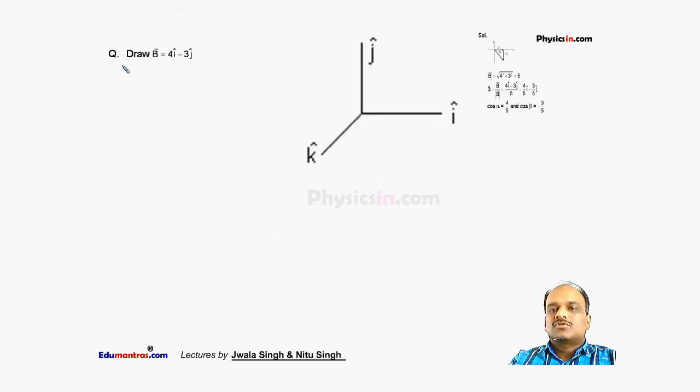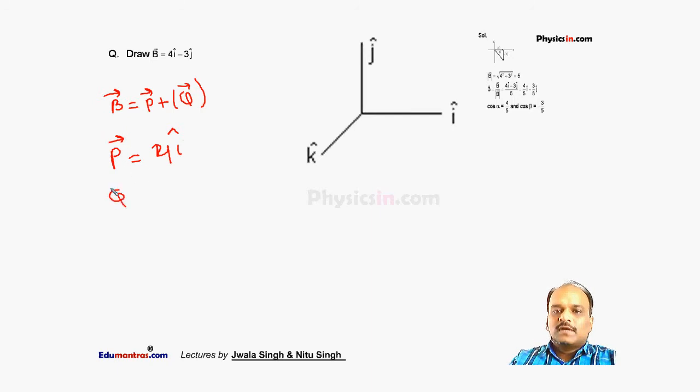Now another question is, draw vector B which is equal to 4 i cap minus 3 j cap. Now first I will write vector B as vector P plus vector Q. Now here vector P which is equal to 4 i cap. Now vector Q can be written as minus 3 j cap.